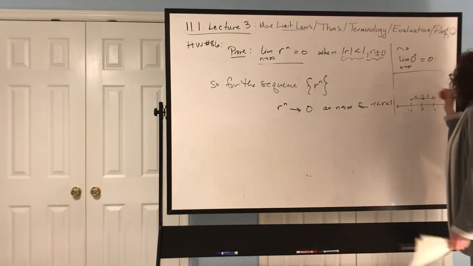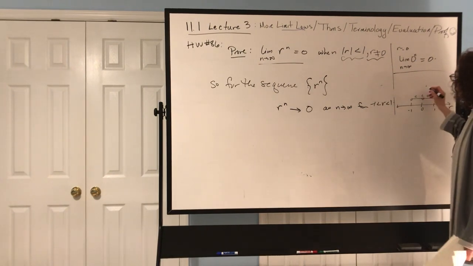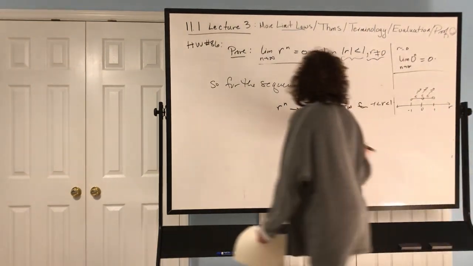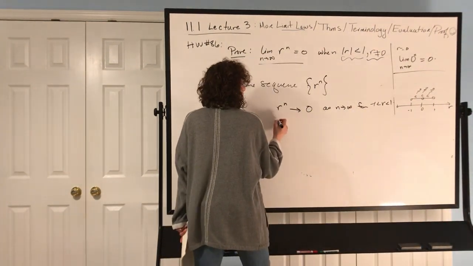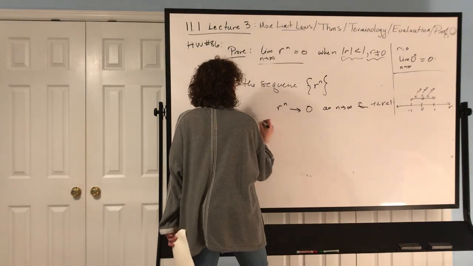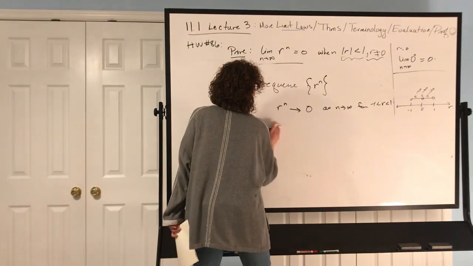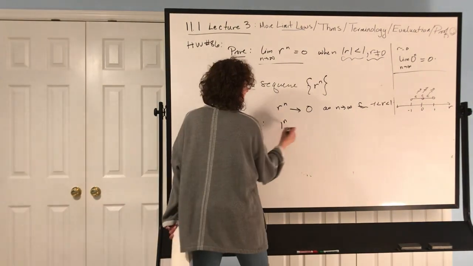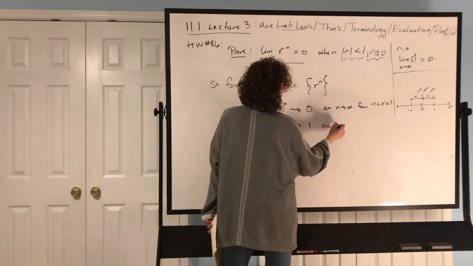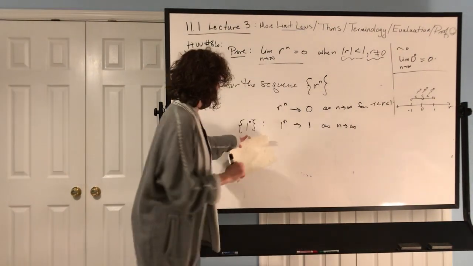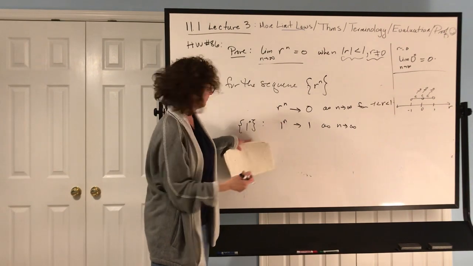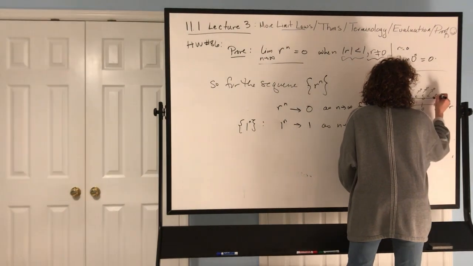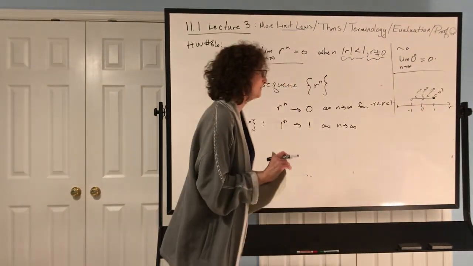Converge, converge, converge, and converges to 0. To 0, to 0, to 0, right? What if r is 1? So if r is 1, then 1 to the n, that's this sequence. Well, that goes to 1 as n goes to infinity, right? Because this sequence is just 1, 1, 1, 1, 1, 1, 1, 1, 1. It doesn't change, right? So here we have converge, and it goes to 1. Okay.